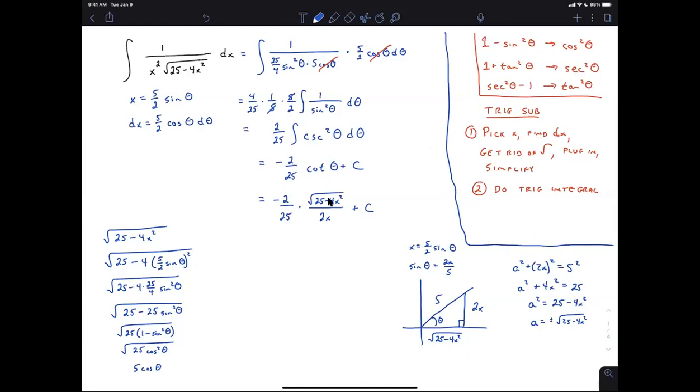Okay, so this is the first legitimate answer because we've done now the antiderivative and we're back completely in terms of x. Other than simplifying, we're done. But in this case, you can cancel the 2's and multiply straight across. And we get negative square root of 25 minus 4x squared over 25x plus c.